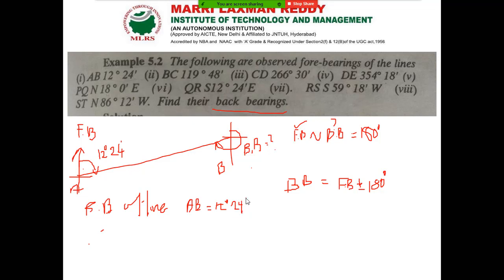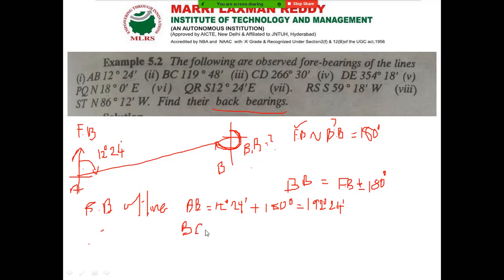So now I have to remember that condition. This is less than 180 degrees, this 12 degree 24 minutes. So now I have to use the addition symbol, plus 180 degrees, so that my answer becomes 192 degree 24 minutes. So this is our value of back bearing. In a similar way we have to go for the other similar lines.